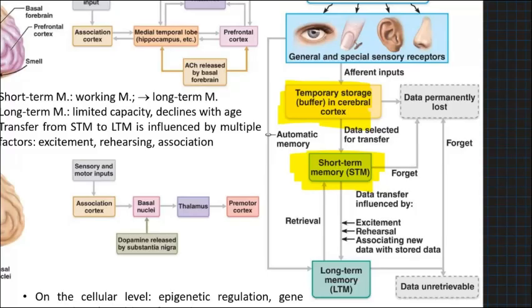Now, the conversion of short-term memories into long-term can be enhanced, augmented, by three main techniques. Excitement. When something really cool and exciting happened to you, it doesn't have to be positive. You could be scared to death. You usually remember that stuff. So that's excitement. Rehearsal. You know, repeat things. Pretty normal.